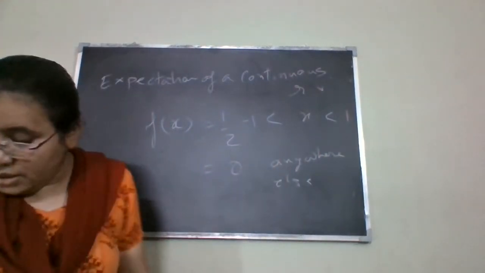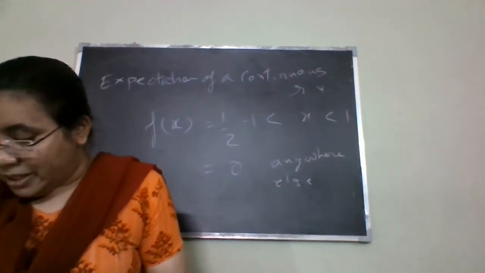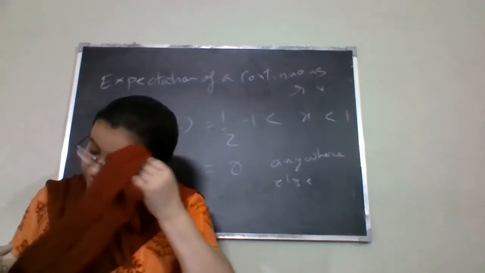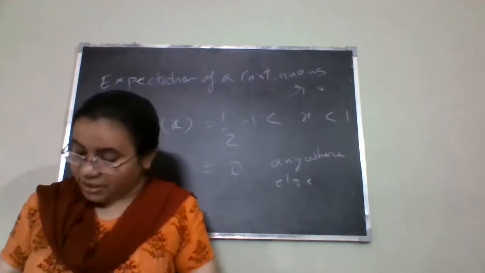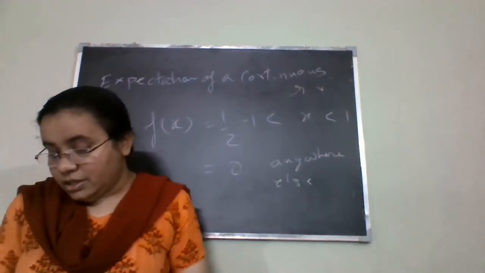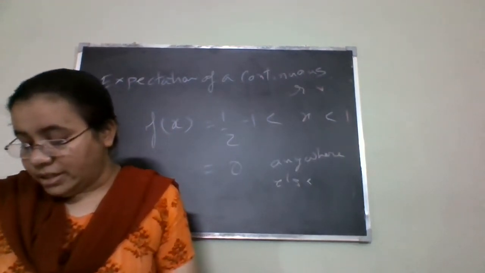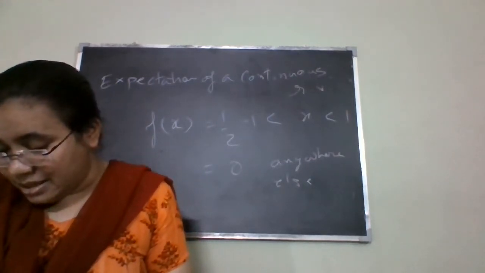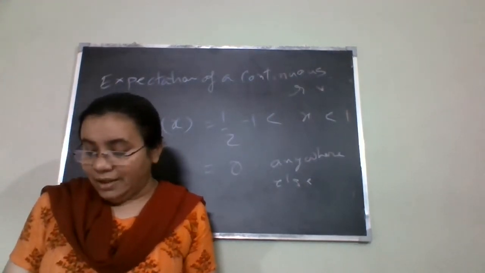Okay. So let's calculate the mean, or expectation, of X. This range means it's continuous, so we are finding the expectation of a continuous random variable. So E[X] is equal to the integral from minus infinity to plus infinity of x f(x) dx. This is the formula.